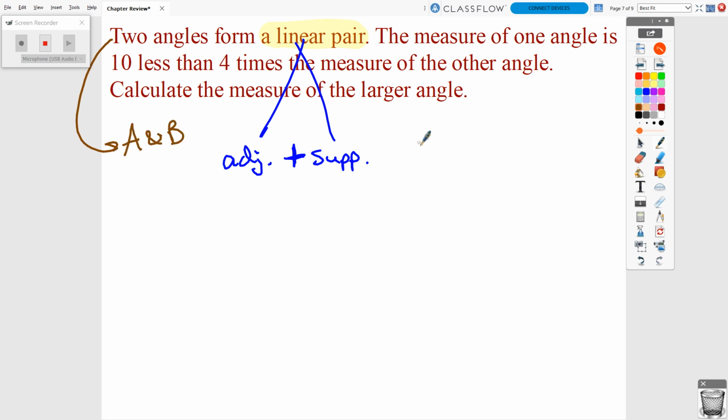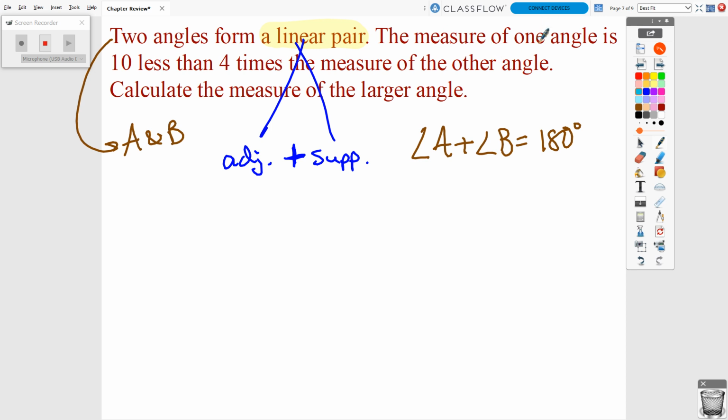So we know that angle A plus angle B, if they form a linear pair, they've got to add up to be 180 degrees. Now, there are infinitely many possibilities for what A and B could be right now, right? It could be 1 and 179, could be 2 and 178, could be 3 and 177. Or we could be talking about decimal angles, and that's why there's infinitely many possible answers. But we're given another relationship here. It says the measure of one angle is 10 less than 4 times the measure of the other.